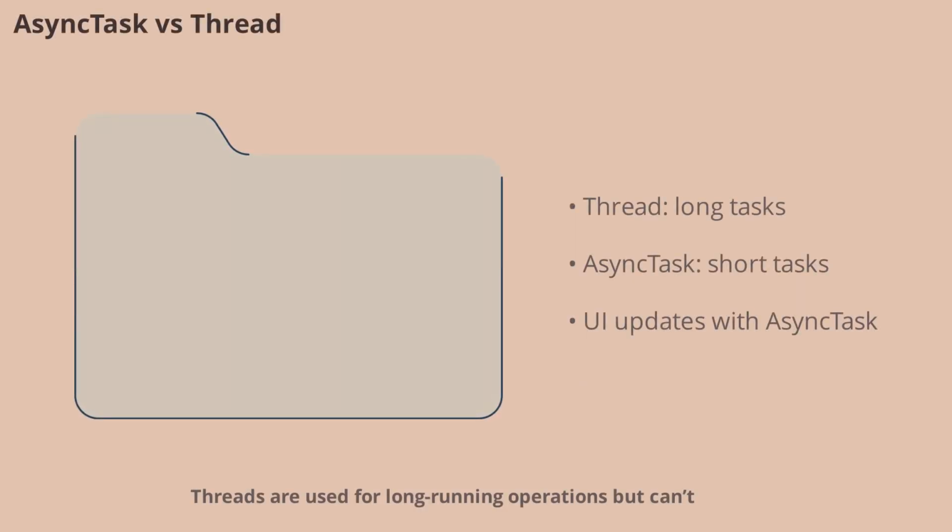Threads are used for long-running operations but can't be canceled easily and don't handle configuration changes. An async task is for short tasks, allows UI updates but isn't suitable for long operations. Choose wisely based on task duration and UI needs.